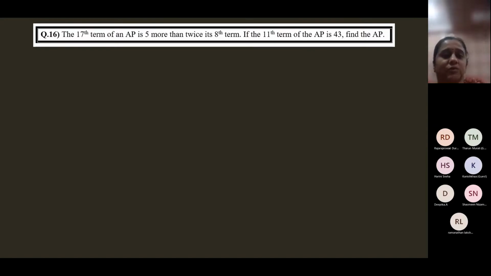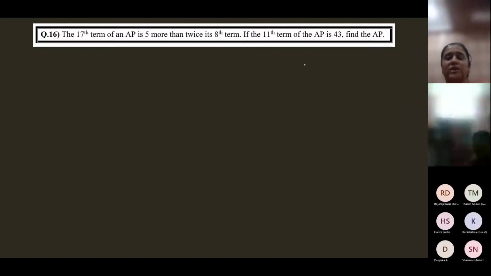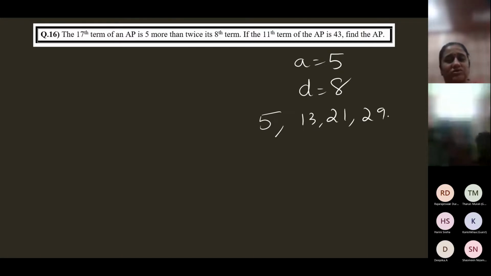The 17th term of an AP is 5 more than twice its 8th term. If the 11th term of the AP is 43, find the AP. To find the AP, you just need to find A and D. If I tell you that the first term of the AP is 5 and the common difference is 8, you can generate the AP. The first term is 5. Since the common difference is 8, 5 plus 8 is 13, 13 plus 8 is 21, 21 plus 8 is 29. So to find the AP, you just need the first term and the common difference.